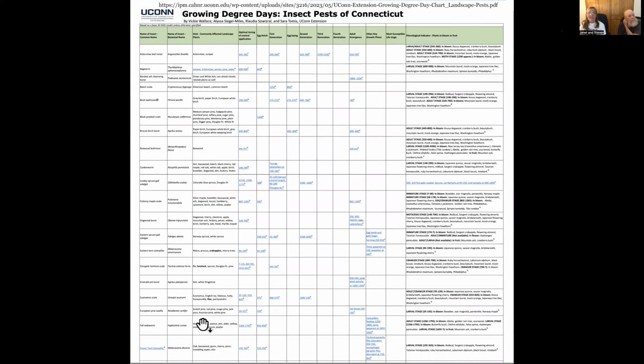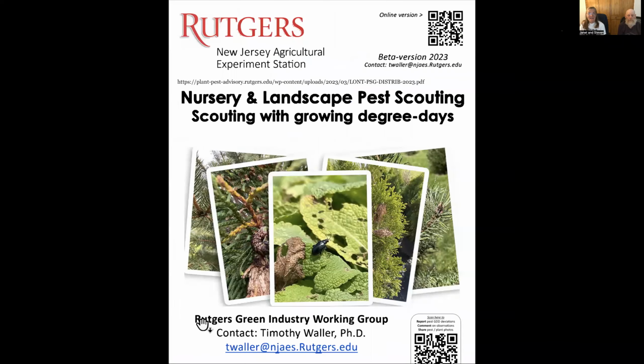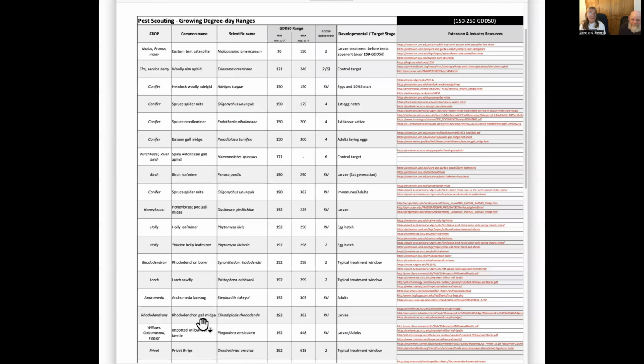So University of Connecticut has a great chart, and we gave you that link. Rutgers has a great chart. Now, there are different parts of the country, and some of their pests are different. However, the growing degree days are the same everywhere. The pest follows the same degree days. Great information there and great links in the Rutgers report.